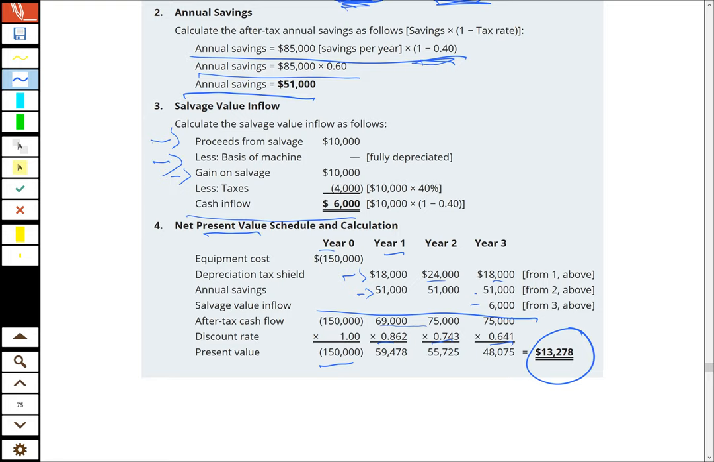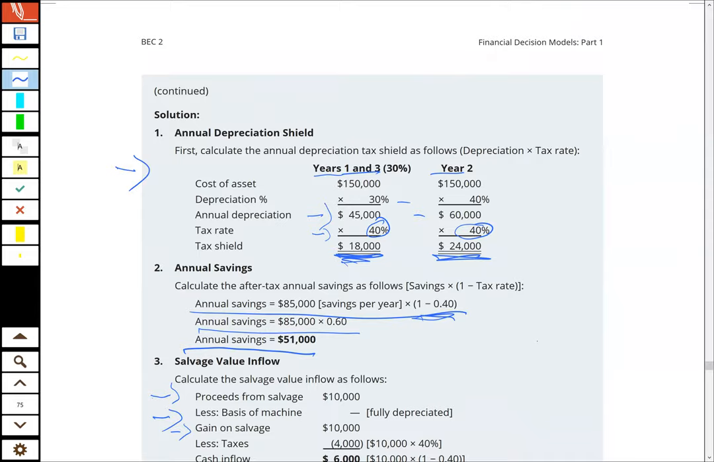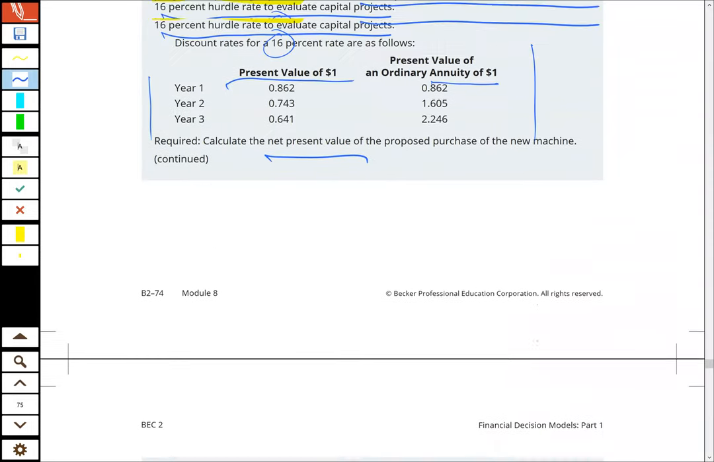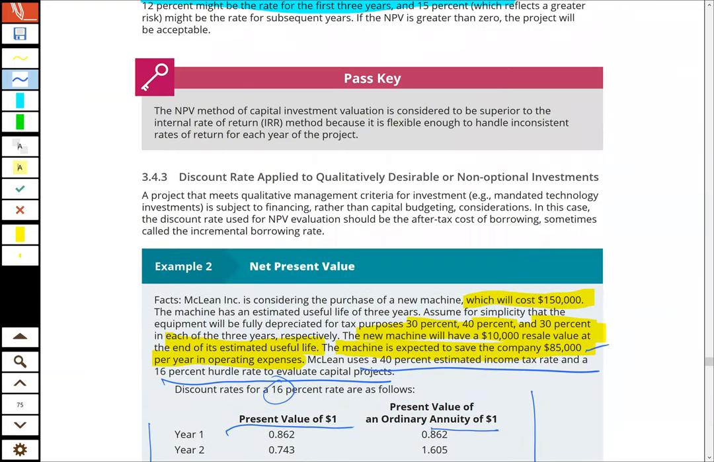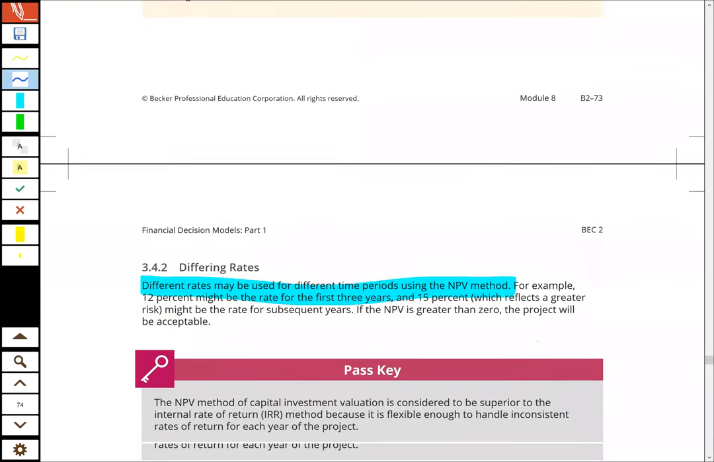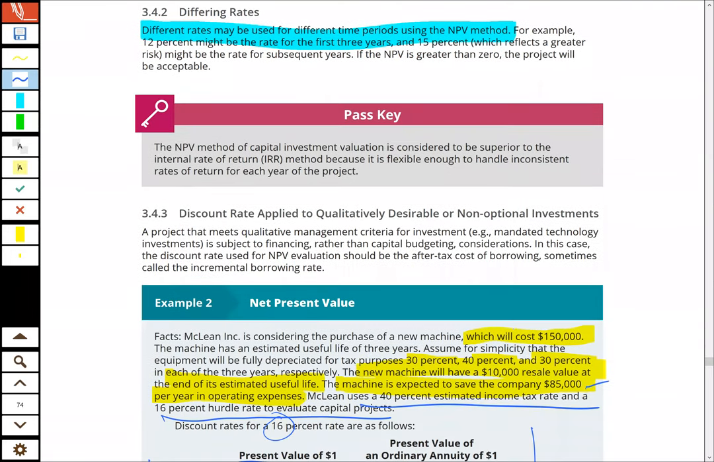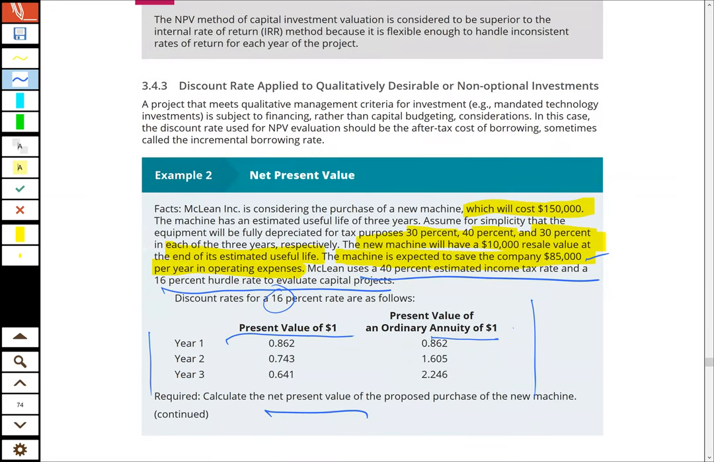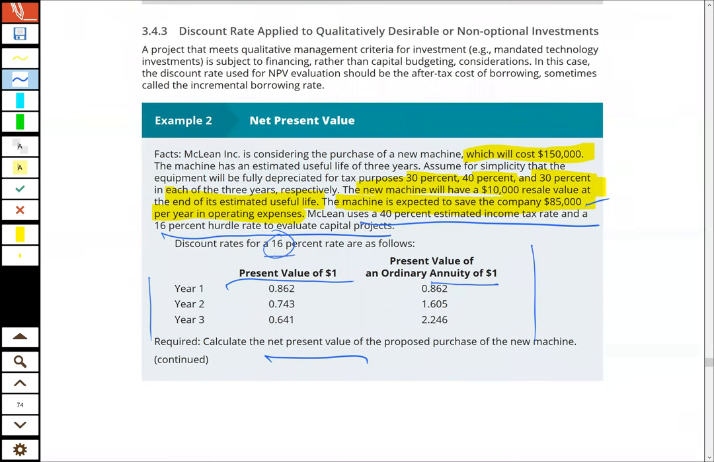How can we get the discount rate per year? It was given to us in the problem. You referred to it as a hurdle rate. Same thing. Discount rate, hurdle rate, synonymous terms here. Okay, 16%, and then we start discounting the cash flows using that 16% rate, and if the number comes out positive, that means we hurdled the rate. We met the rate that we want here.